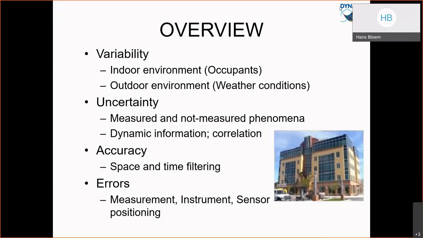And of course, there is also the uncertainty that is coming into the whole process of assessment. Because we are analyzing measured data, we have to see if the data is containing the information that we need to do a proper analysis. And often there are also phenomena, we come back to that later, that cannot be measured. We have to deal with that as well.